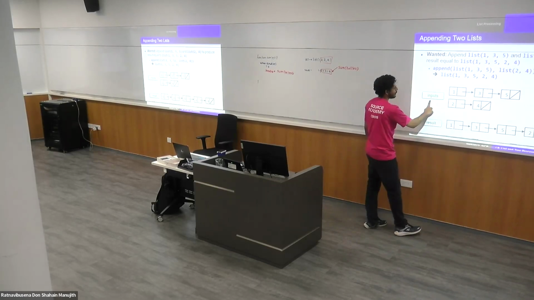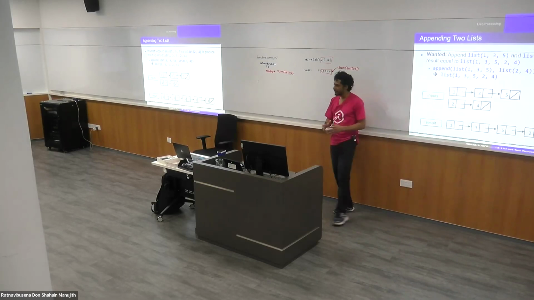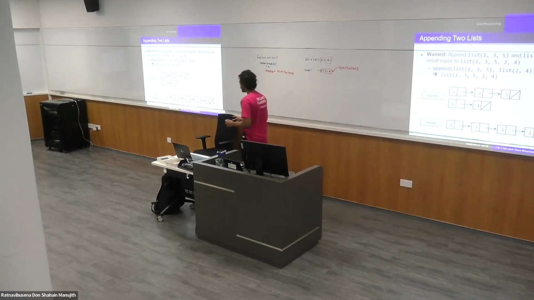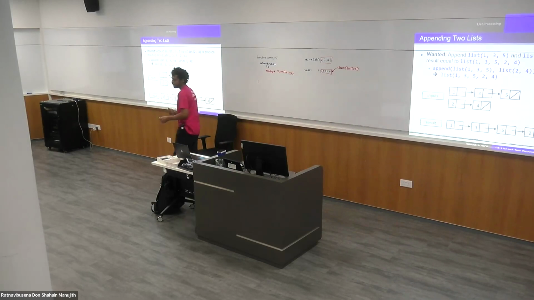For example, these are the inputs, right? So we have 1 3 5 and 2 4. So we want to combine the two lists so that we can get what? 1 3 5 2 4. Is that okay?